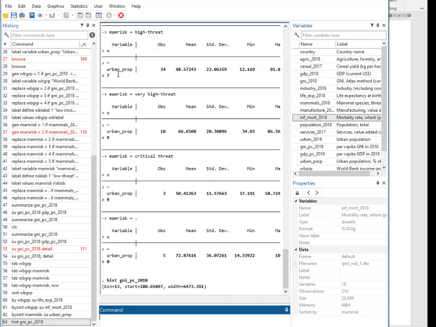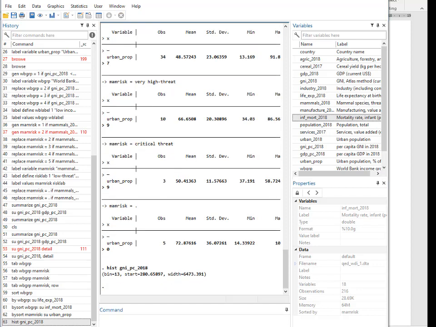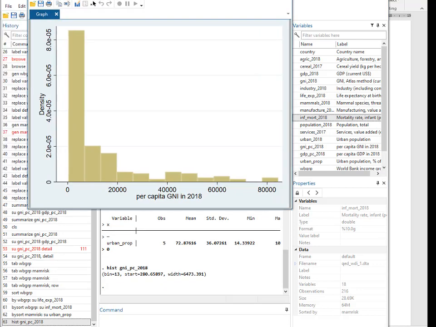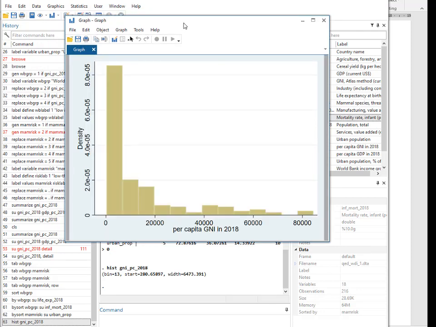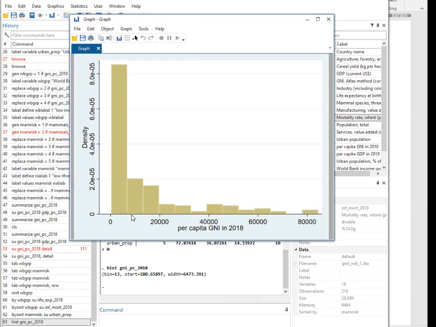What surprised me, it takes a long while for Stata to do this compared to some other programs. I don't know why it is. This is real time waiting now for this chart to appear. And there it is. Okay, so here's the first histogram, and as you might expect, heavily positively skewed.